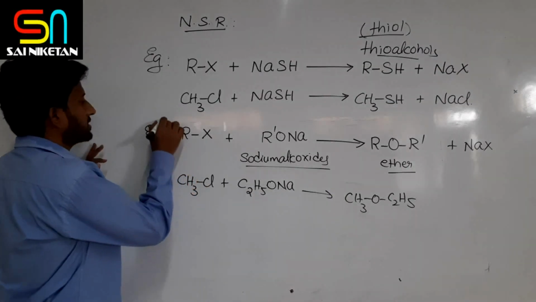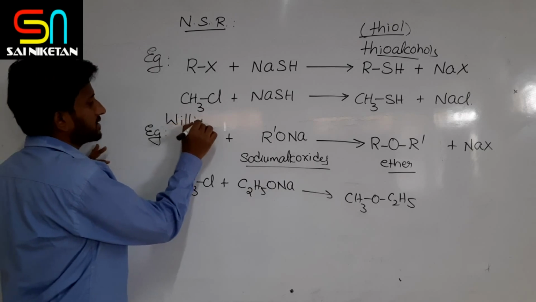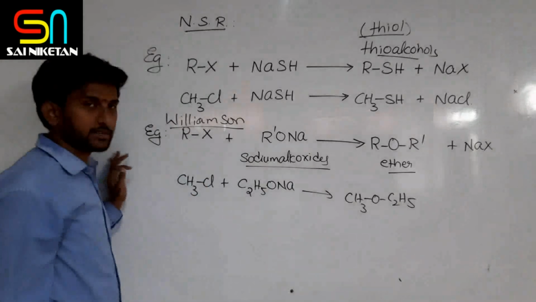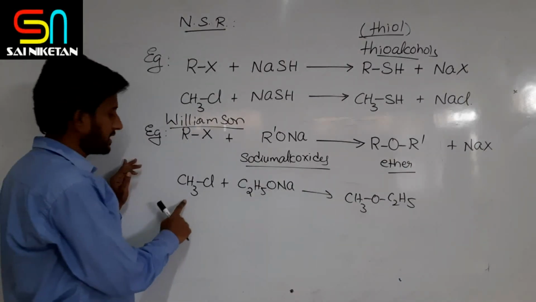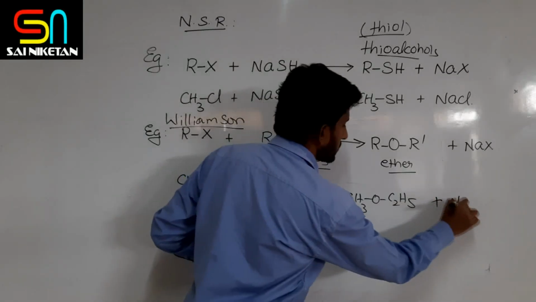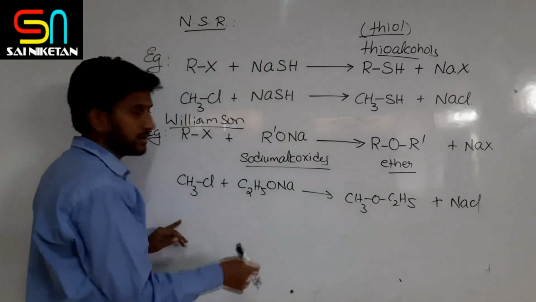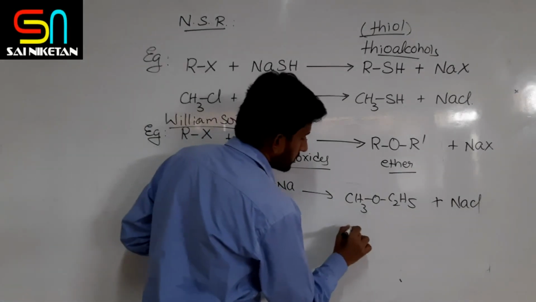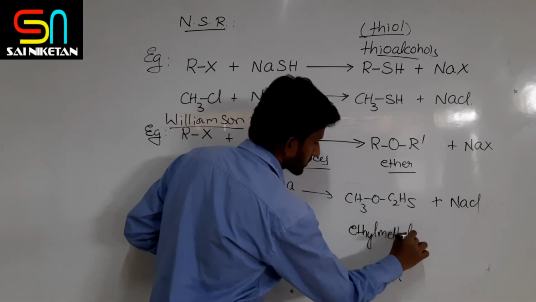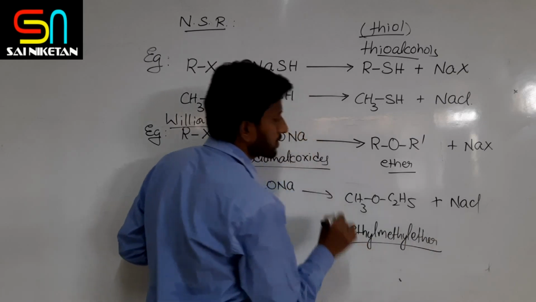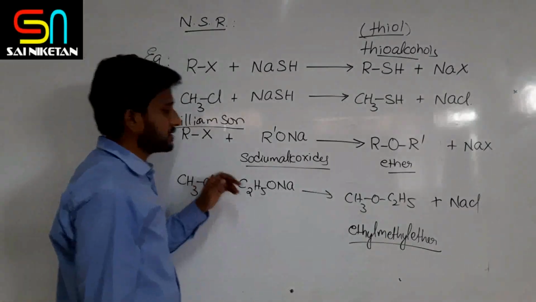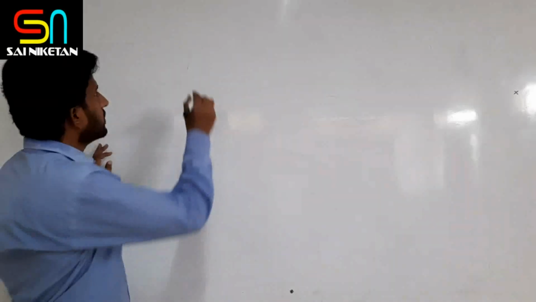This reaction name is Williamson's synthesis. One example we'll read here: methyl chloride plus sodium ethanoxide gives rise to methyl ether plus NaCl. So this is the reaction with sodium alkoxide.